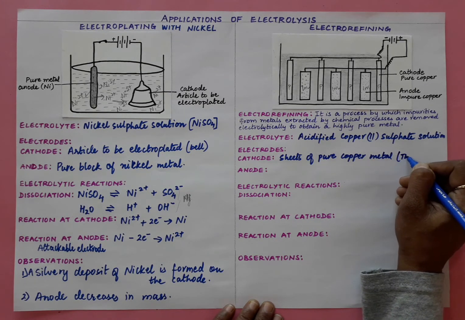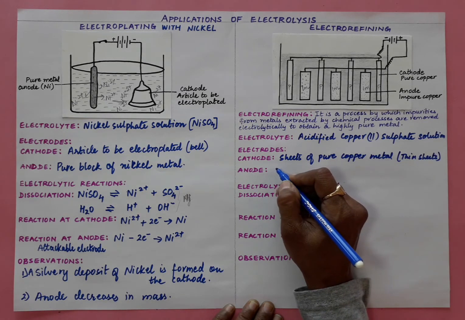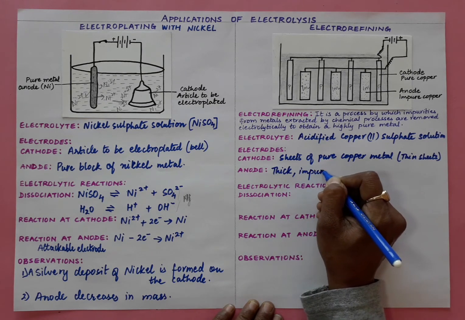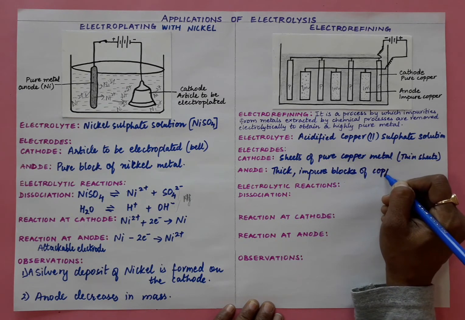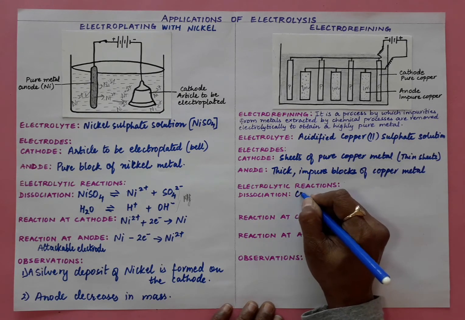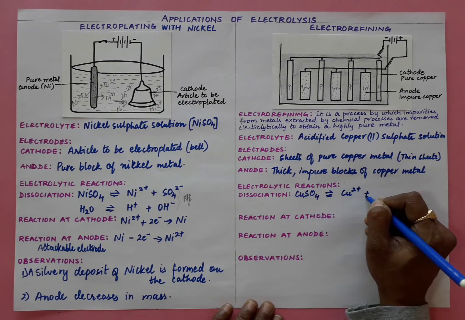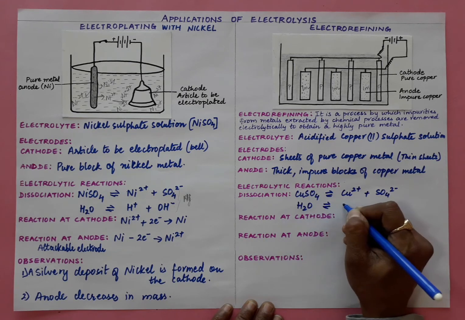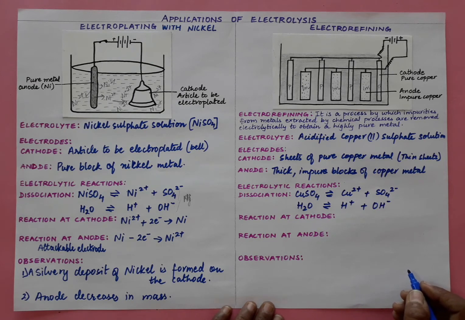So the thin sheets are the cathode. Now the anode is thick impure blocks of copper metal. Now what is the electrolytic dissociation? The copper sulfate we have will dissociate into copper ions and sulfate ions. Then water will break down into H plus and OH minus ions. So these are the ions present in the electrolyte.